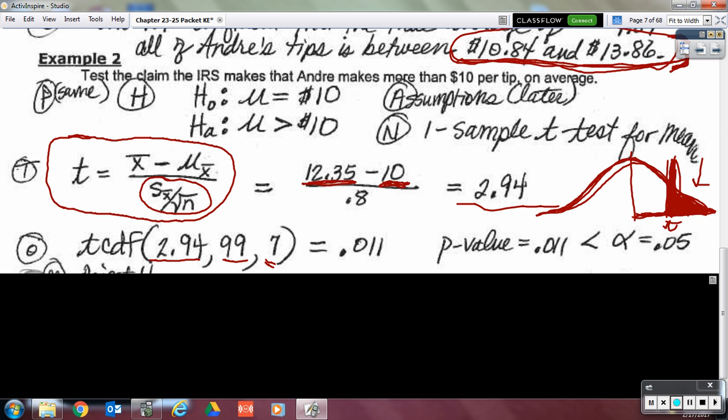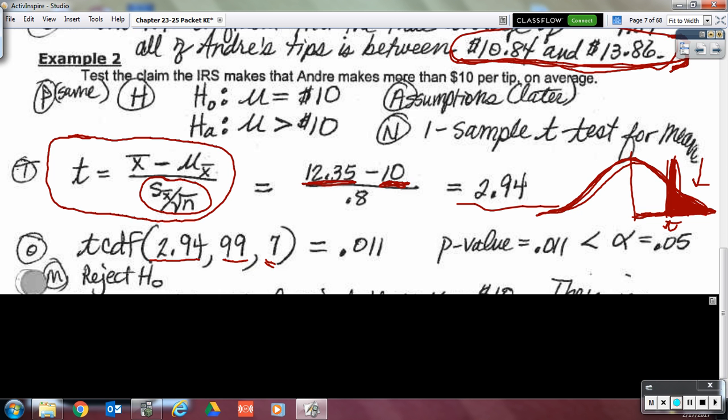Okay, so now we finish out our PHANTOMS. Our p-value is 0.011, which is less than alpha of 0.05. What will that make us do? Reject H0, since that p-value is low. Reject H0. So we do.